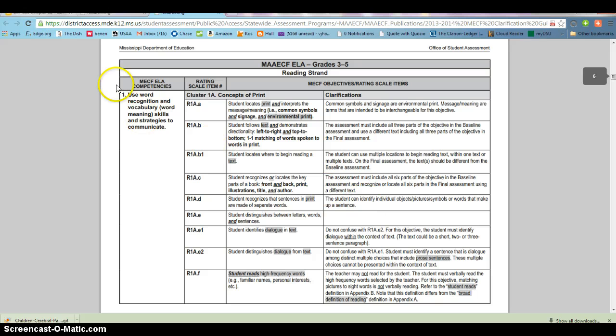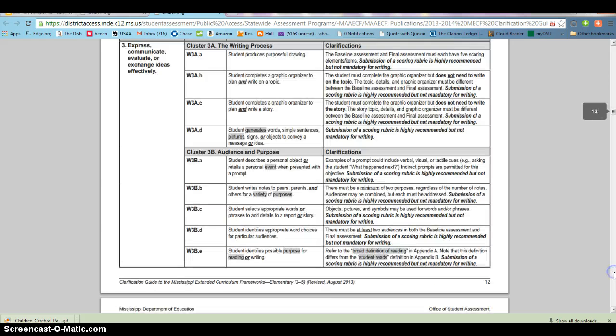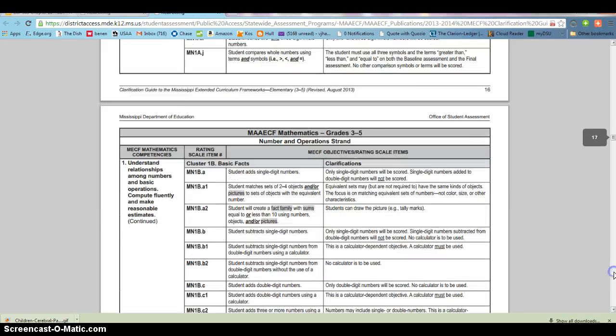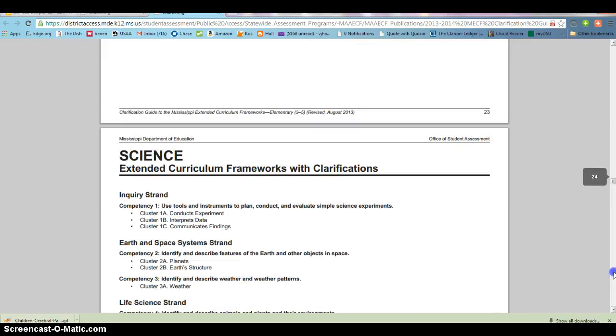So, looking at this first one, uses word recognition and vocabulary to communicate. And so they have listed here what the skill clusters are. So for instance, from the curriculum for typical children, it says the student locates, prints, and interprets the meaning of common symbols and signage and environmental print. And so what the state curriculum says is that we can do this as long as we have meaning. We don't necessarily have to have print to read. And that seems very odd. So let's go down here and see what they mean by the essence of print, the essence of reading.